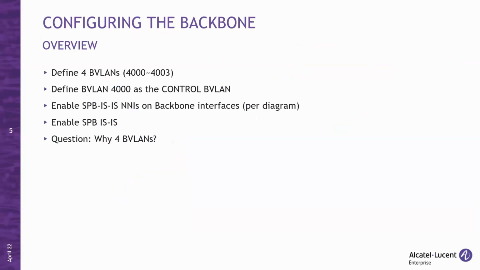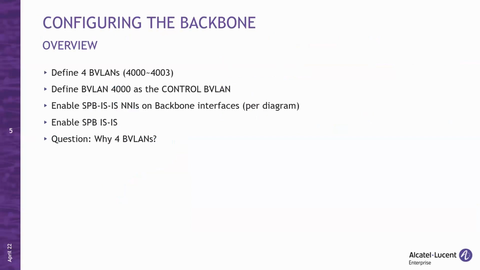What do we need to do? We will define 4 backbone VLANs. I have chosen from 4000 to 4003. We will choose backbone VLAN 4000 as the control backbone VLAN, and we will enable SPB ISIS on backbone interfaces. Backbone interfaces are the ones connecting SPB nodes. Lastly, we will enable the SPB ISIS protocol.